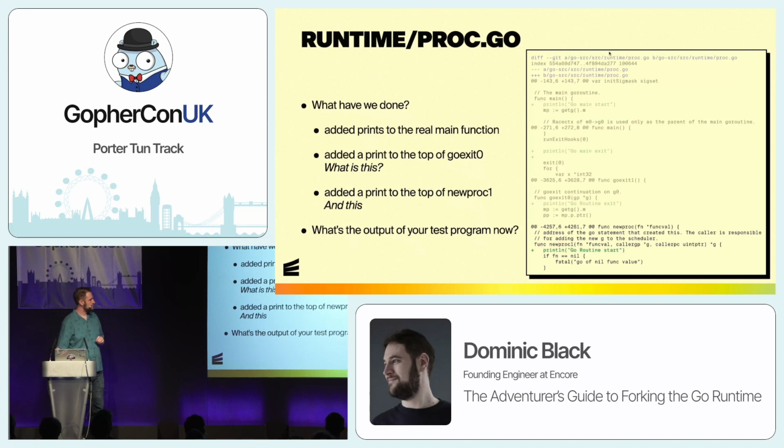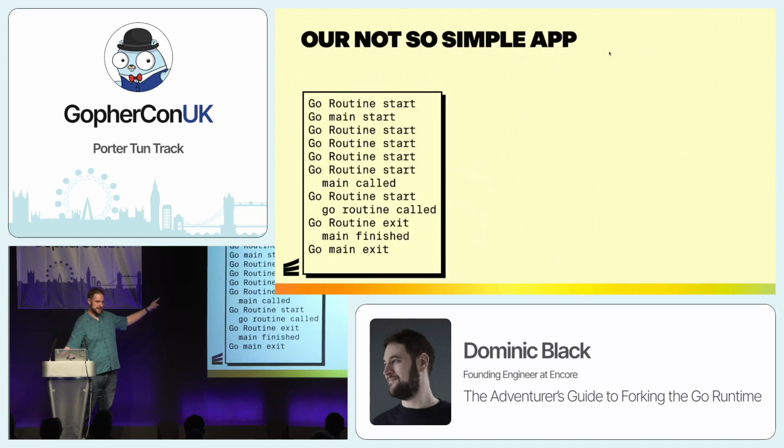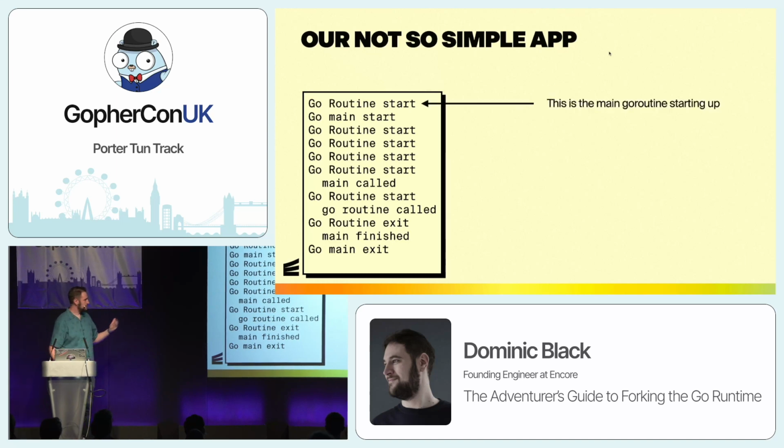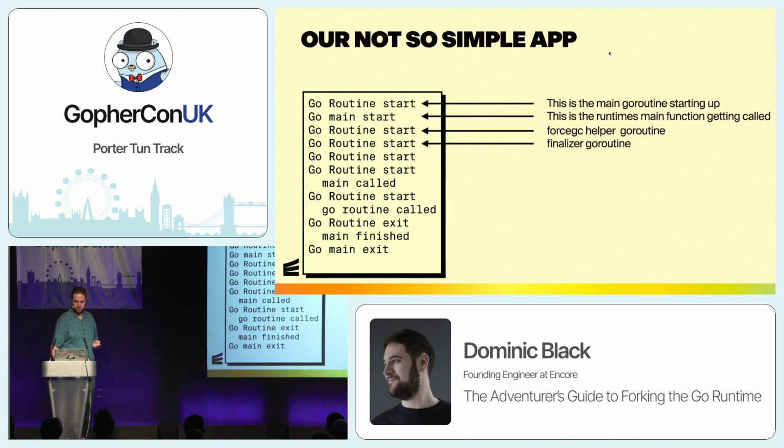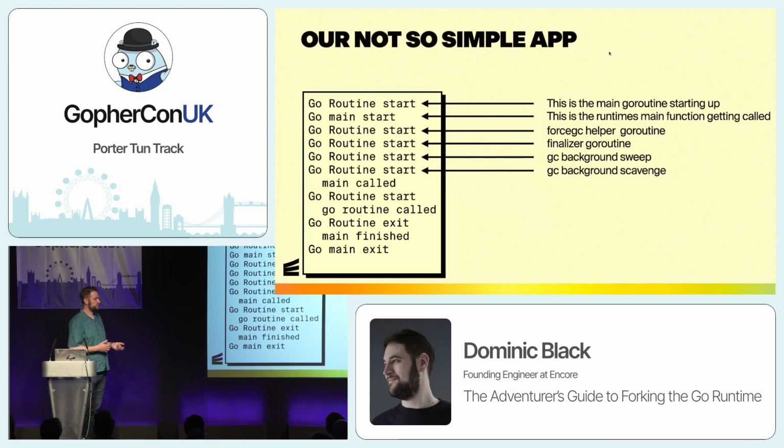And if I asked you what the output was now, you probably wouldn't say that. And this is another interesting sidebar here. So we have the main Go routine starting up for the entire program. That makes sense. We then have the runtime's main function starting, and that's what we expected. But then we have these 4 other Go routines. And these are all stuff that the runtime is starting up before your code ever gets called. So these are like the garbage collector, the finalizer system, and a whole bunch of other things going on here.